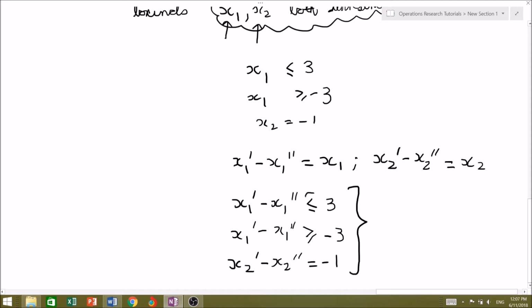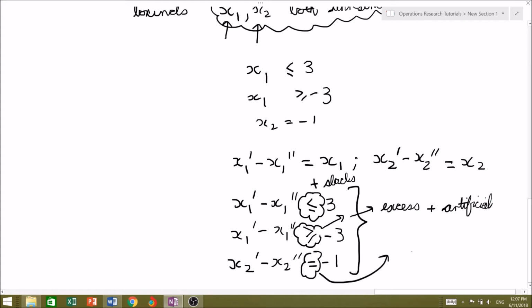So here it's simple. We would add a slack variable. You add slacks. Here we'll have to transform it using both excess variables and artificial. And here we would simply have to add an artificial variable. And I'll introduce these concepts and why they are needed in a few moments.